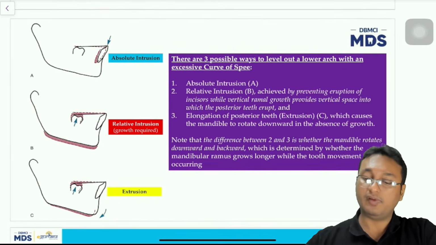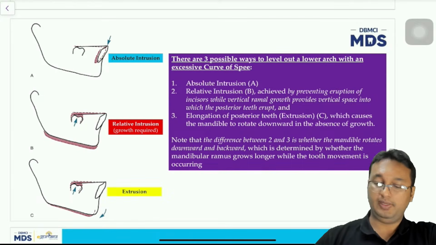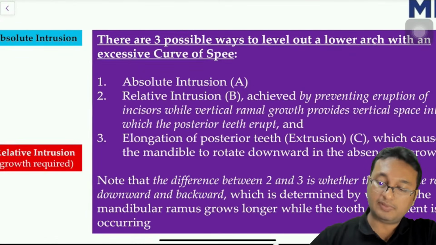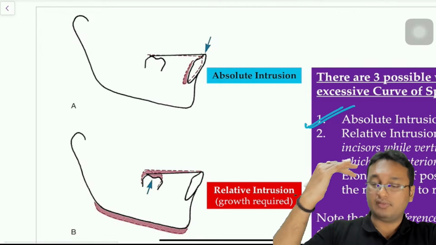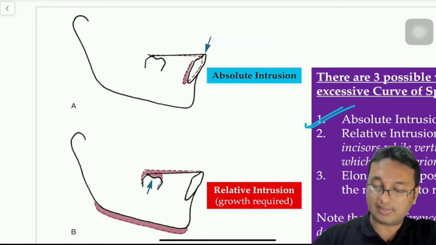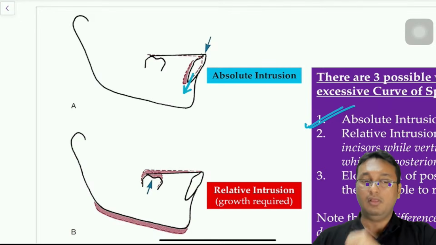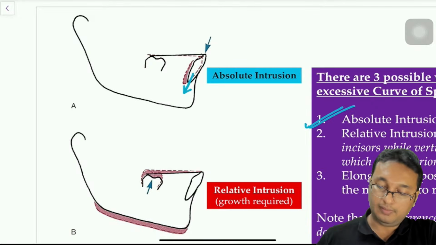What are the three different possible ways to level out a lower arch with an excessive curve of Spee? One method is absolute intrusion of the anteriors. You can see here, you can make the mechanics in such a way that causes absolute intrusion of the lower anteriors. The incisors themselves are intruding. That is absolute intrusion.